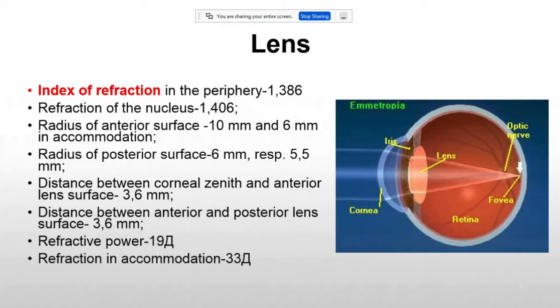So, clear vision at near is performed by the process of accommodation, and the refraction power of the lens is changeable. So without accommodation, it is about 19, and with the participation of accommodation up to 33 diopters.